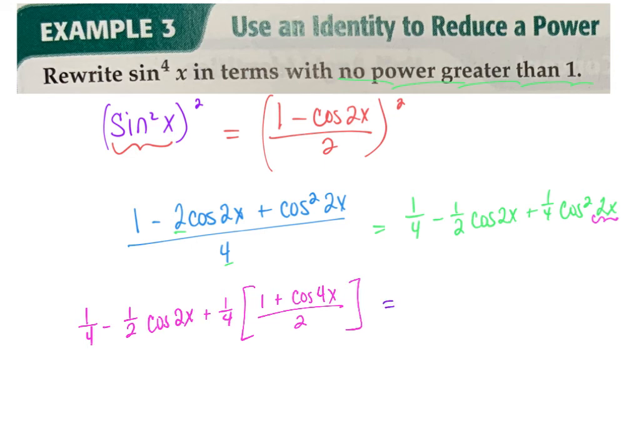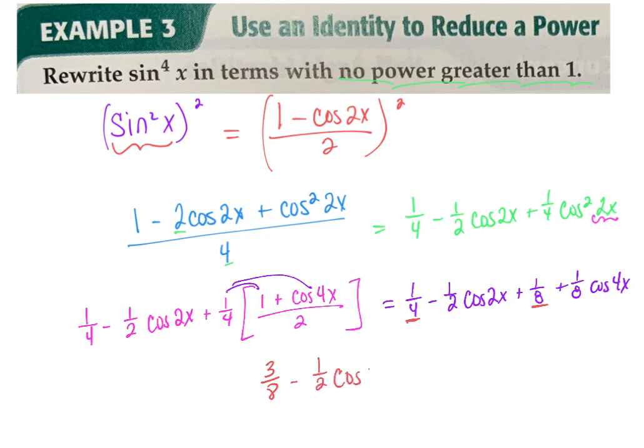So that simplifies to 1/4 minus 1/2 cosine of 2x plus. Now, I can multiply this 1/4 and this 1/2, which gives me 1/8. But I still have to distribute it through to both of these. So I end up with 1/8 plus 1/8 cosine of 4x. I need to do one more thing. This is not quite as simple as it can be because I have these guys right here. 2/8 and 1/8 equals 3/8 minus 1/2 cosine of 2x plus 1/8 cosine of 4x.